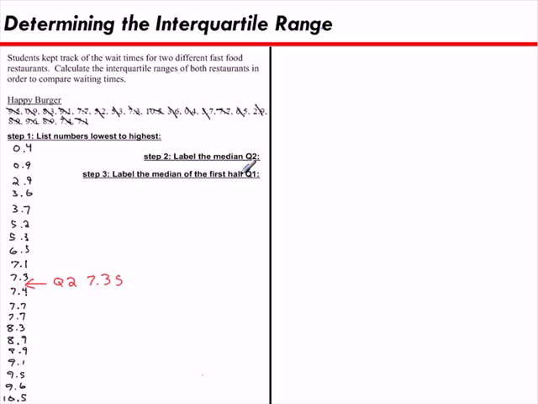In step 3, I'm going to label the median of the first half. I'm going to call it Q1. So essentially I'm doing the exact same thing I did in step 2. I'm finding the middle, but only of these first 10 numbers. I'm ignoring the bottom part of the list. So just find the middle of the first 10 numbers. Well, since there's 10, I'm going to be sandwiched right in between here, it looks like. That will be Q1.